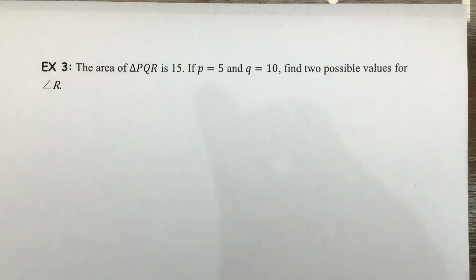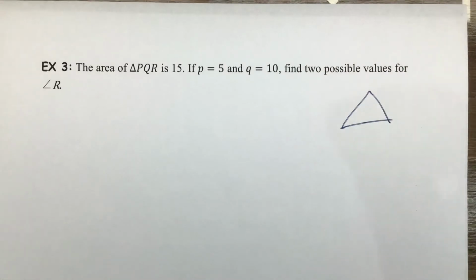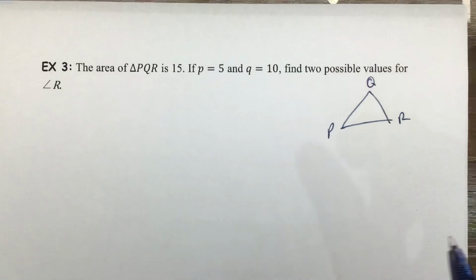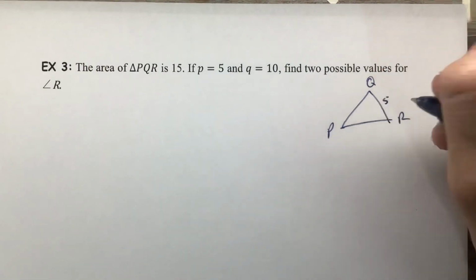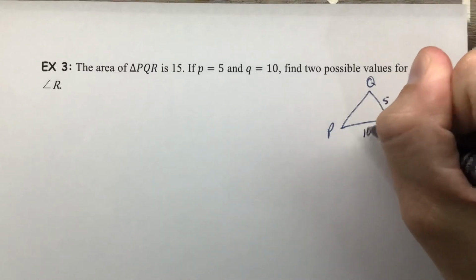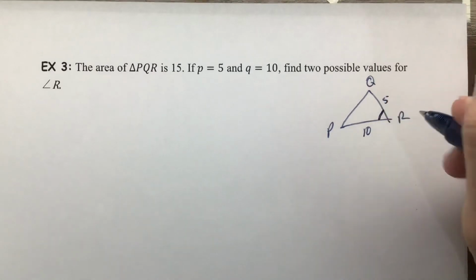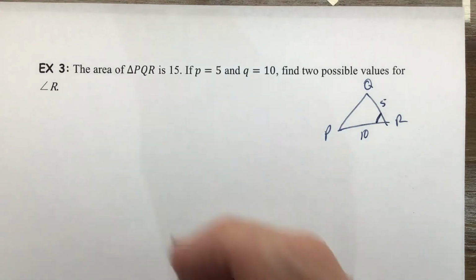Okay, now let me do a real quick sketch of a triangle just to organize things. So I'm not even going to worry about drawing it straight. All right, let's call this PQR. And little p is going to be the 5 that's here. Little q is going to be a 10. And then you're asked to figure out what angle R is, which is here. Okay, so what I want to notice from the picture and show you is that the angle that we're looking for is actually the included angle. That's here. So this is going to work good for the formula that we have.